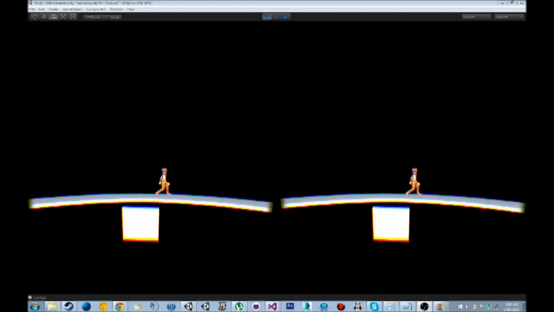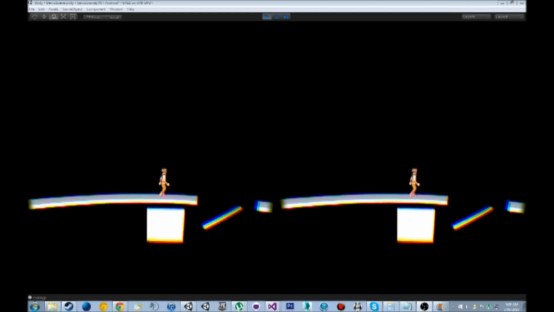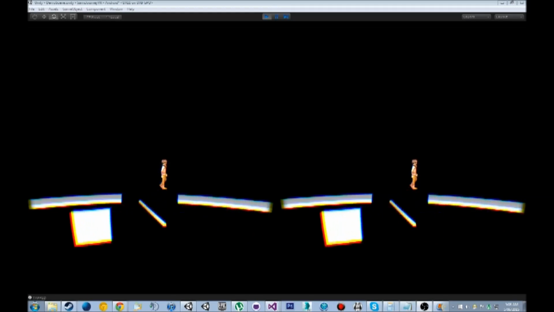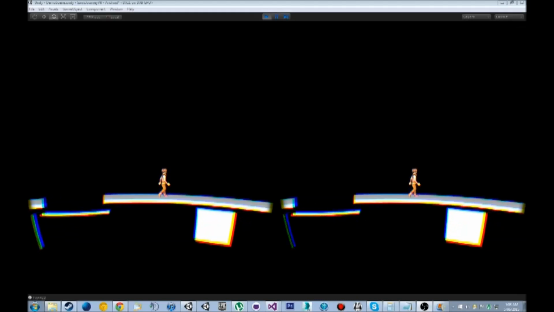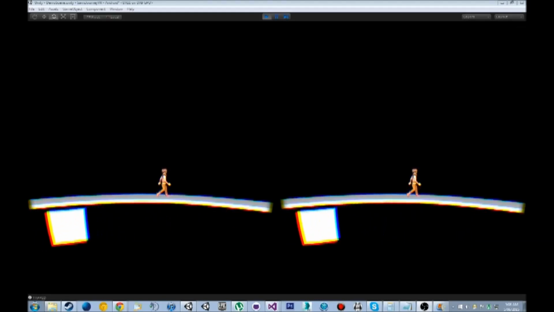So the working title for this is called Sam's Journey. Basically you've got this dude in the center that just sort of walks non-stop, and the goal is to get him from the start to the end of the level without him dying. So this is going to be built for GearVR and DK2 and then whatever other headsets come out in the future.